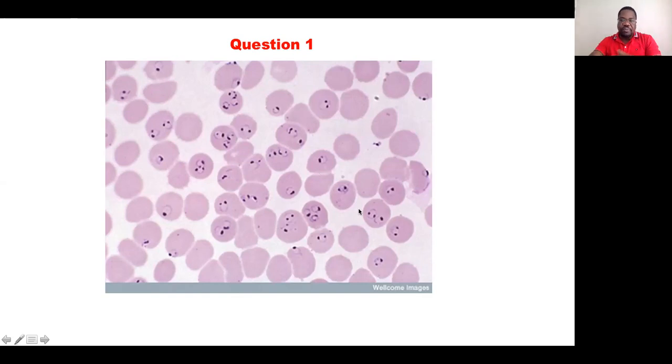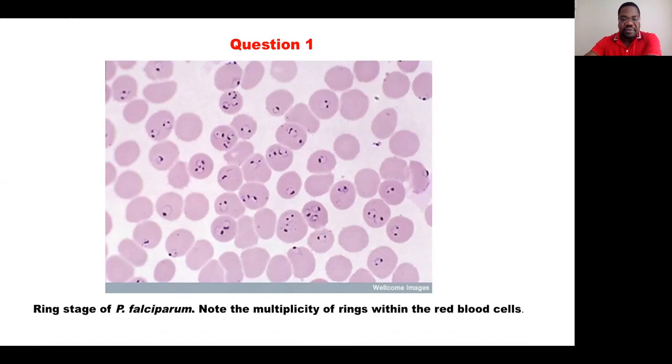So you make the diagnosis of Plasmodium falciparum. Okay, so this is a ring stage of Plasmodium falciparum. Okay, so you have a multiplicity of rings within the red blood cells. Now let's look at another case.